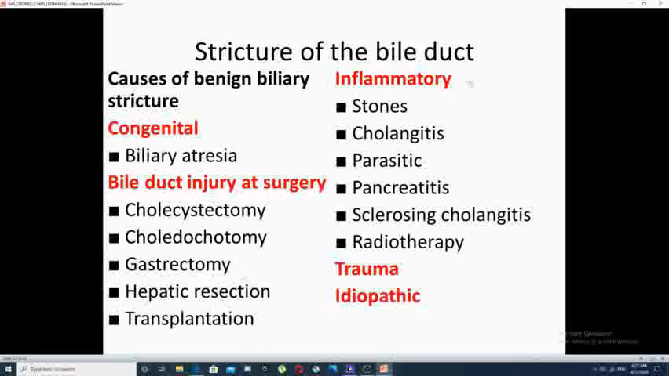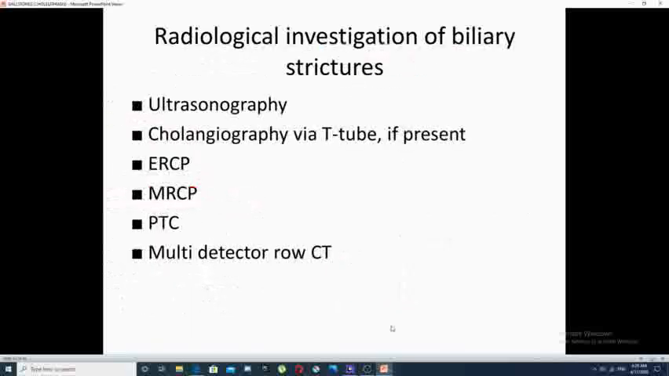Third, inflammatory categories, including stone within the common bile duct, cholangitis, parasitic infestation, pancreatitis, sclerosing cholangitis, and radiotherapy. Fourth group, trauma. And fifth group, idiopathic causes of biliary stricture. Radiological investigations for biliary stricture include ultrasound, cholangiography, which can be performed via a T-tube if present, ERCP, MRCP, percutaneous transhepatic cholangiography, or CT scan.